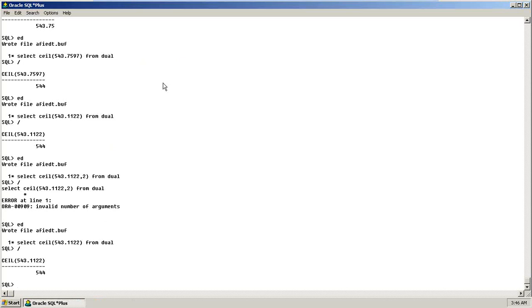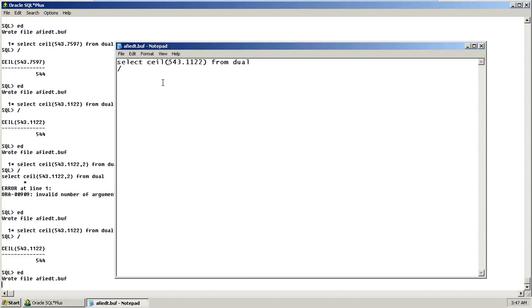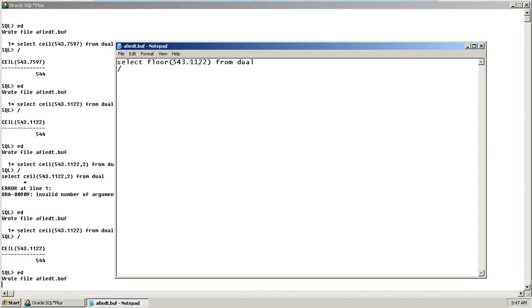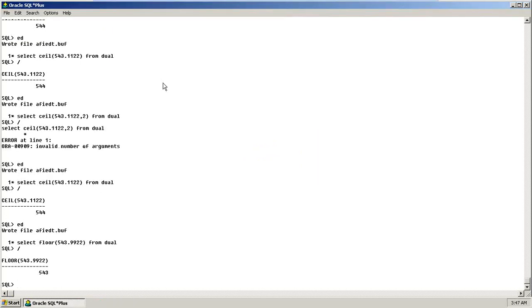Similarly, you have one more function, that is the floor function. Always it takes you to the previous value. Even though you give 9922 here, it doesn't go to 44, it goes to 43 only. So that is what the ceil and floor functions, and the square root function are. These are the numerical functions.